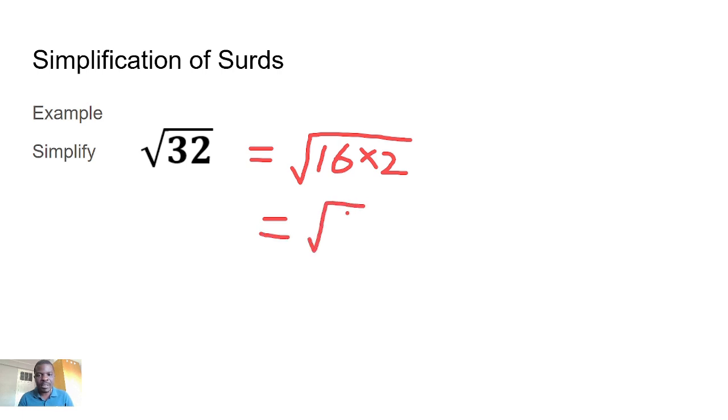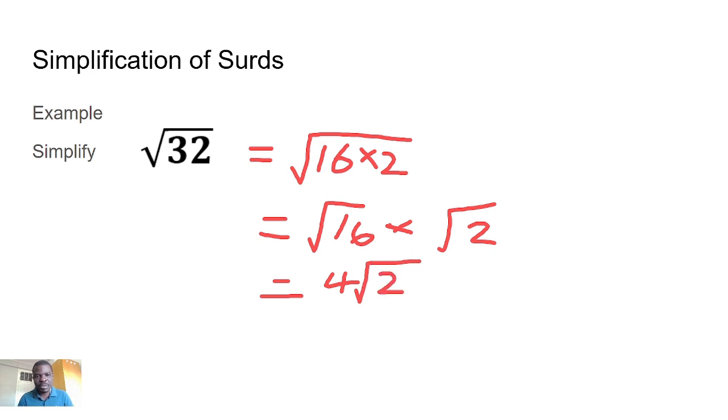And then when you break this into 2, you are going to get something of this kind: root 16 times root 2, which will give us, root 16 is 4 and root 2 is a surd. So this is the simplification of root 32.